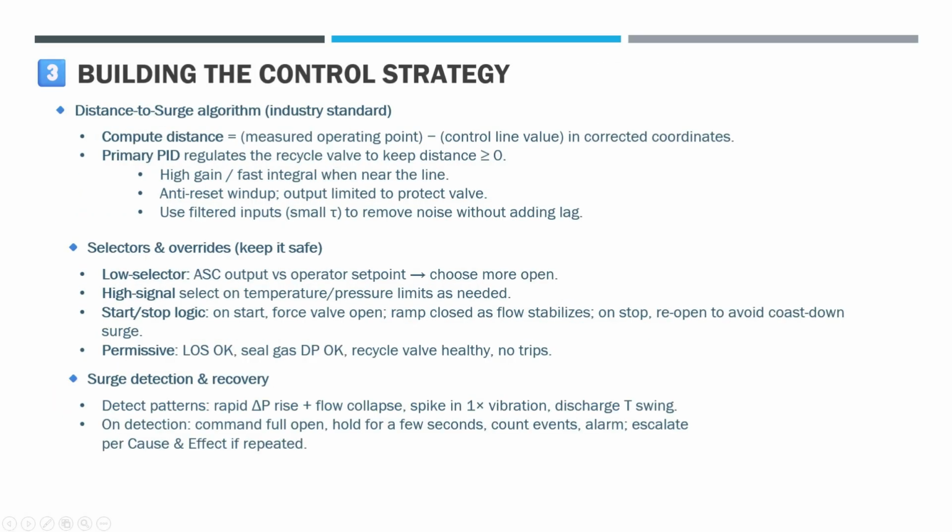Building the control strategy. A. Distance to surge algorithm. Compute distance equals operating point minus control line value. Primary PID regulates the recycle valve to keep distance positive or zero. High gain, fast integral near the line, anti-reset windup. Filter signals lightly to reduce noise without adding lag. B. Selectors and overrides. Low select between ASC demand and operator set point. Force valve open on startup, stop, settle-out. Permissives: lube oil pressure, seal gas DP, valve health OK. C. Surge detection and recovery. Detect patterns: sharp delta P rise, flow collapse, vibration spike, discharge temperature swing. On detection, command valve fully open, hold, alarm, and escalate per cause and effect if repeated.